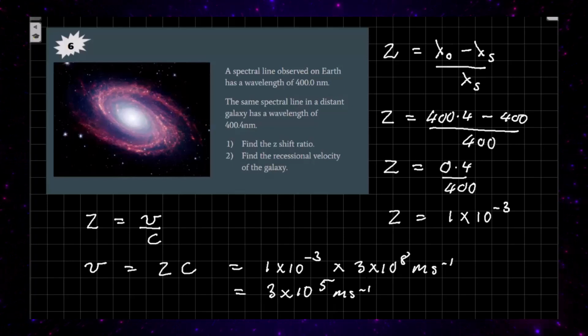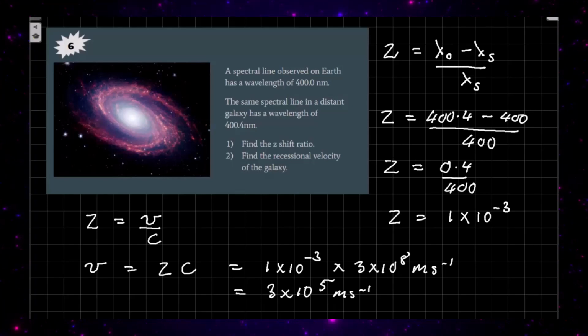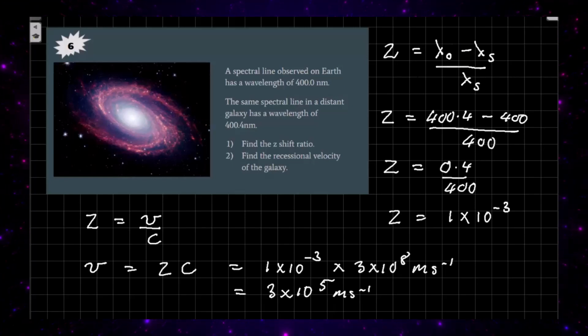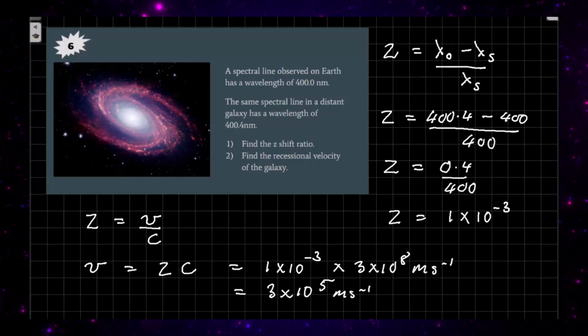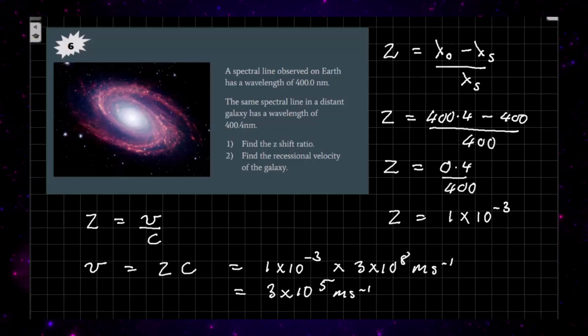A little bit of extra revision. If we find out that the Z shift ratio is going to be minus, it must mean that the galaxy is moving towards us. That means it's blue shifted. These are things you have to remember for your exam.